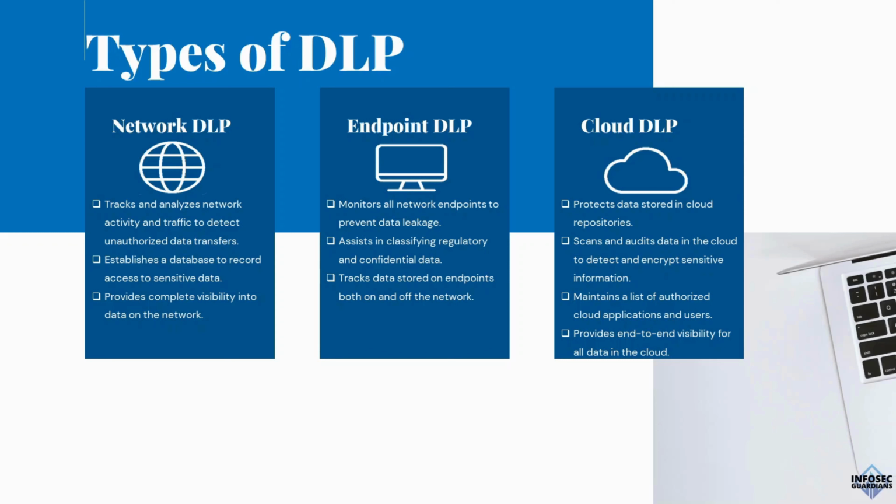In addition to these three main types of DLP solutions, there are other DLP solutions available, including Email DLP. These DLP solutions are specifically designed to protect sensitive data transmitted via email. These solutions can scan outgoing emails for sensitive information, such as credit card numbers or social security numbers, and prevent the transmission of this data outside the organization.